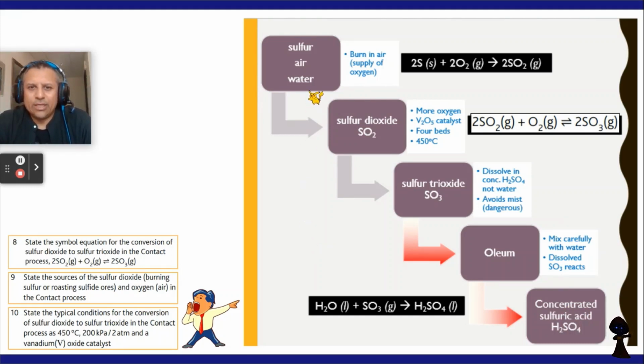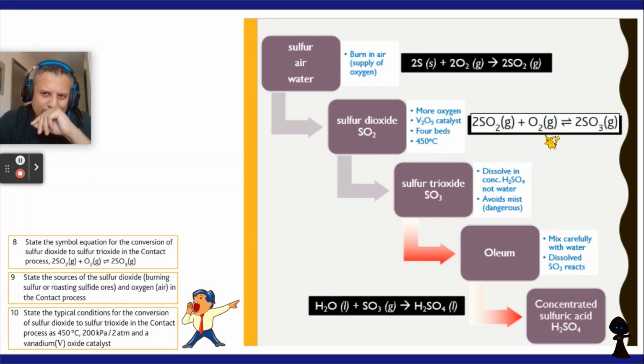So you've actually got sulfur, air, and water. Sulfur reacts with the oxygen in the air to form sulfur dioxide. It's very straightforward: S + O2 gives you SO2. Please remember the state symbols as well. Then the sulfur dioxide reacts with more oxygen in the air to form sulfur trioxide. So you've got your reversible reaction. That's the one that you need to memorize.